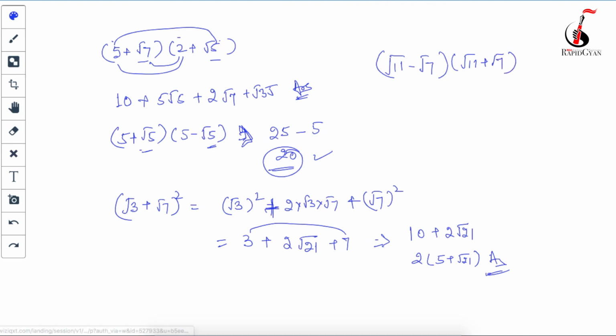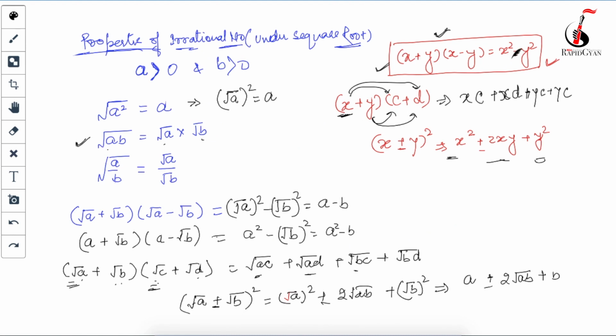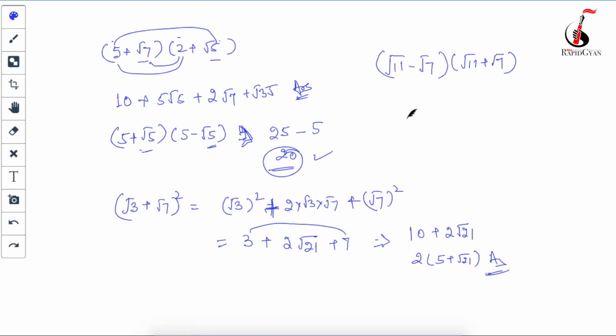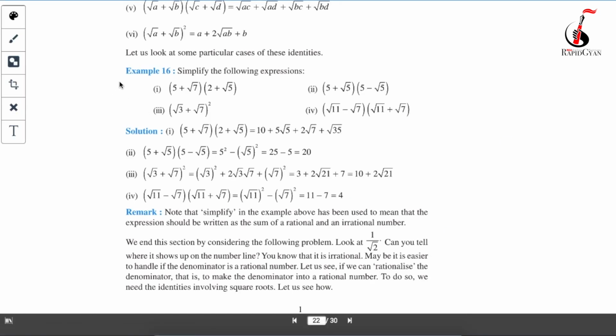You will have to apply this formula. Which formula, beta? (x plus y)(x minus y) equals x square minus y square. So this will give me, beta, under root 11 whole square minus under root 7 whole square, which is equal to 11 minus 7, means 4 is my answer. Okay, so your example 16 is done.